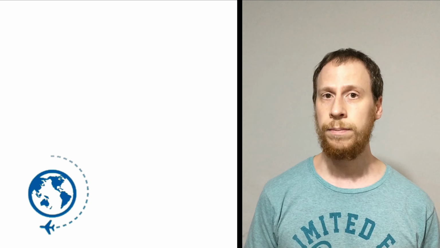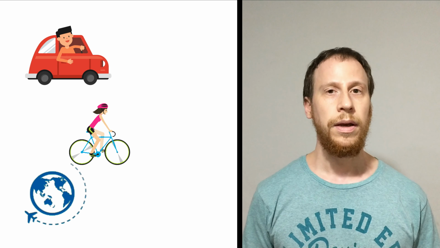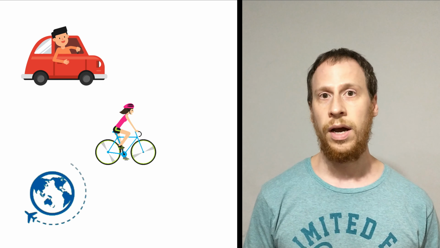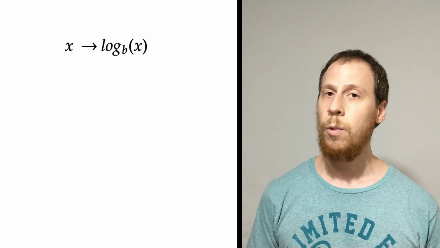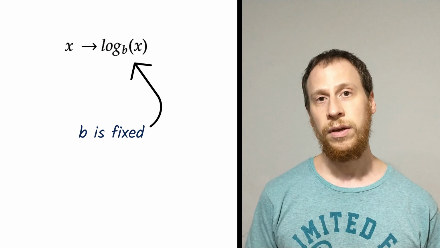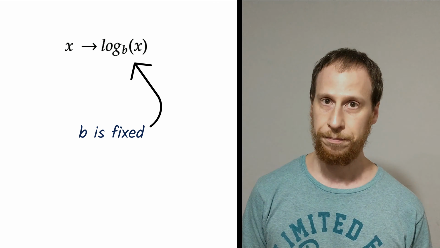Now, what happens if we don't expect to become a millionaire? We are just saving money because we want to make a trip or buy a car or a bicycle, and we don't need $1 million. We just need $1,000, $100, or $500. Well, while changing these values, we can define a function logarithm base b of x, where b is a fixed number. In our previous example, b was the number 1.1.